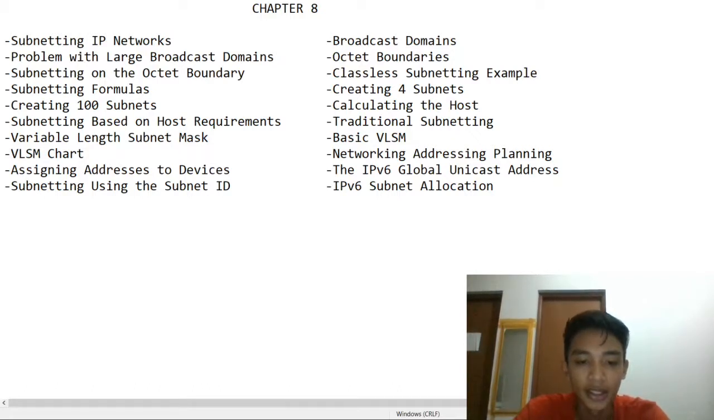The VLSM chart. An addressing chart can be used to identify which blocks of addresses are available for use and which ones are already assigned. So this method helps to prevent assigning addresses that have already been allocated.